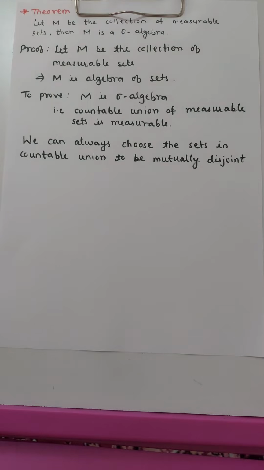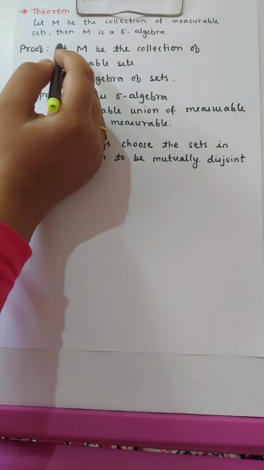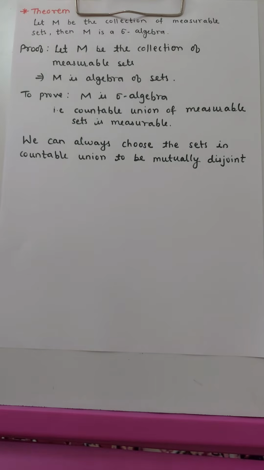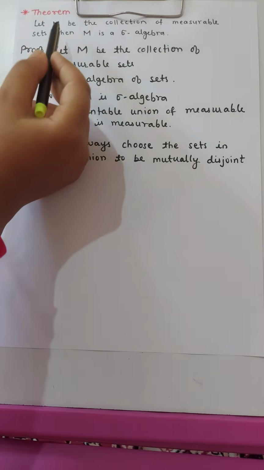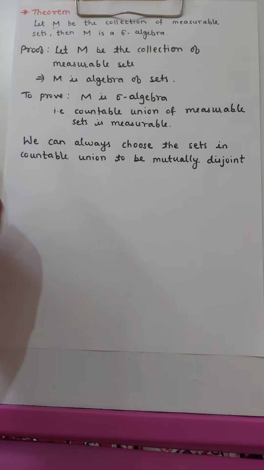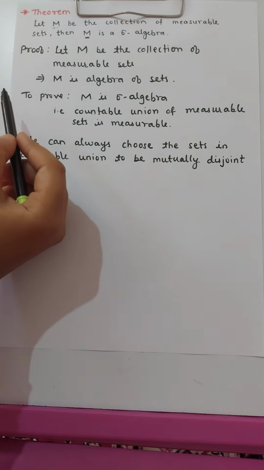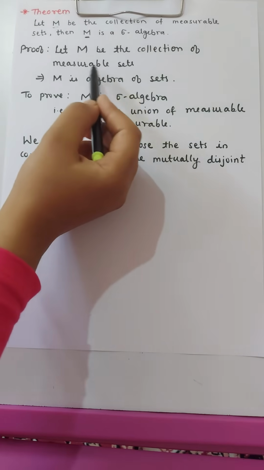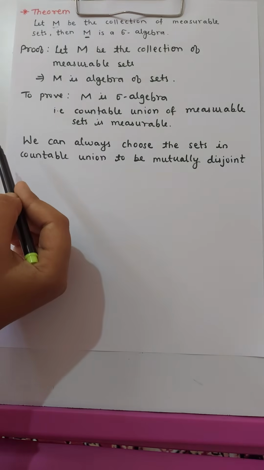The second theorem: let M be the collection of measurable sets, that is, M is the family of measurable sets, and we have to prove that M is a sigma algebra. In the previous theorem we have proved that the family of measurable sets M is an algebra of sets. Here we have to prove that M is a sigma algebra. Now let M be the collection of measurable sets. So by the previous theorem, M is an algebra of sets.